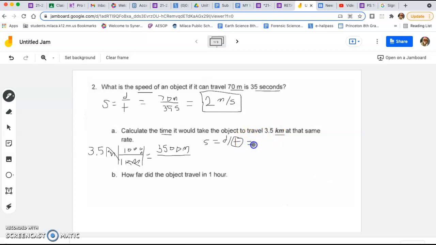And what we know is time is going to equal distance divided by speed. So what I did to do that is I multiplied time over because it's on the bottom, and then I divide speed over. So time is equal to distance divided by speed. Now I can just plug what I know in. The distance is 3,500 meters.